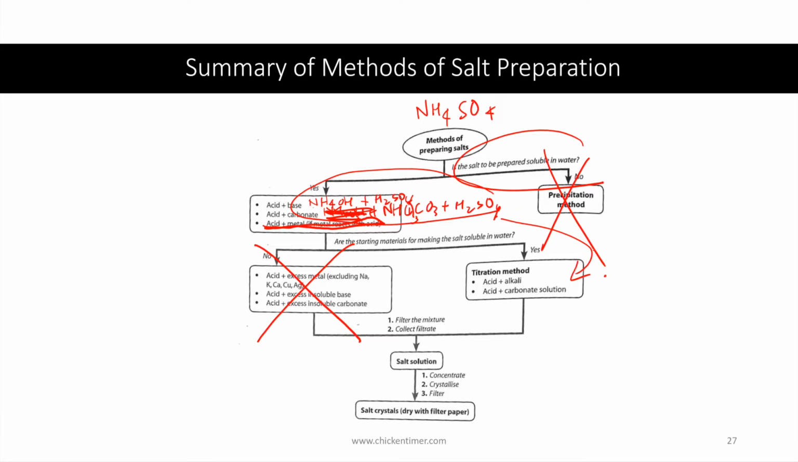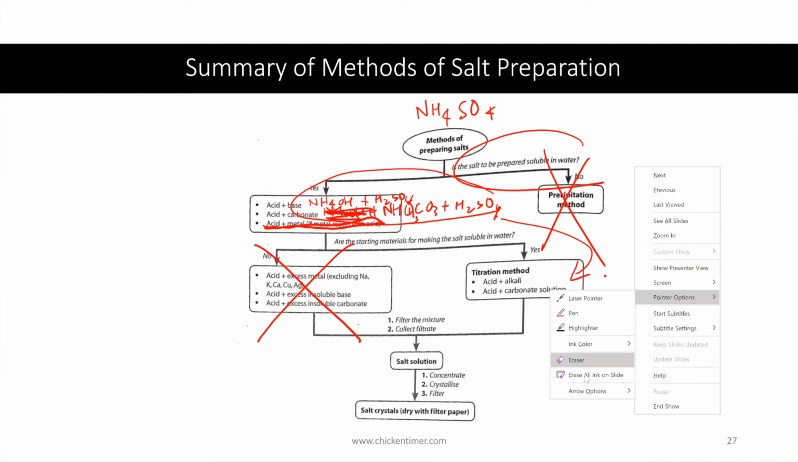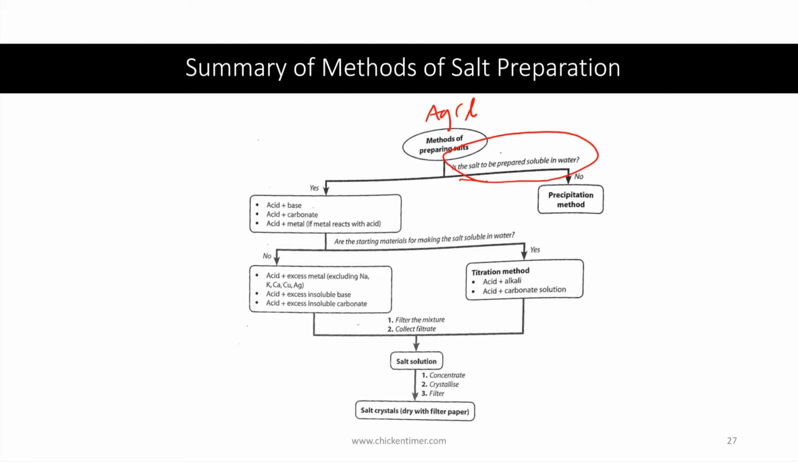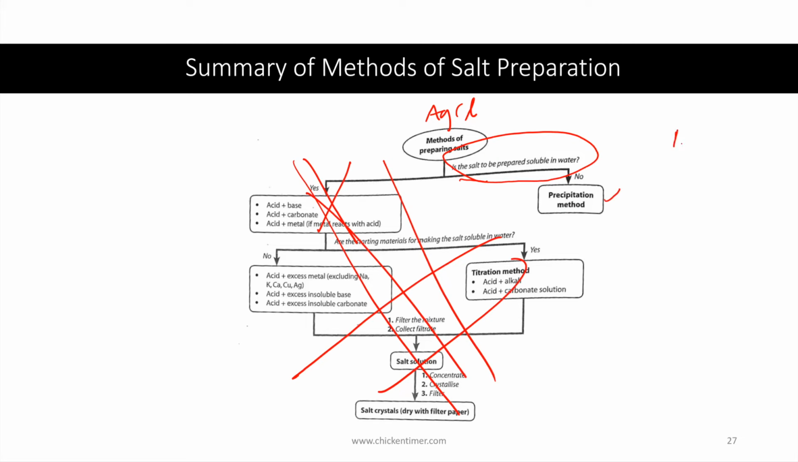So, last example. I want to prepare silver chloride. Tell me about it. Silver hydroxide, hydrochloric acid. You have to check this first. Is it soluble in water? Silver chloride soluble in water? No. Okay, so this whole branch is gone. So you need precipitation.